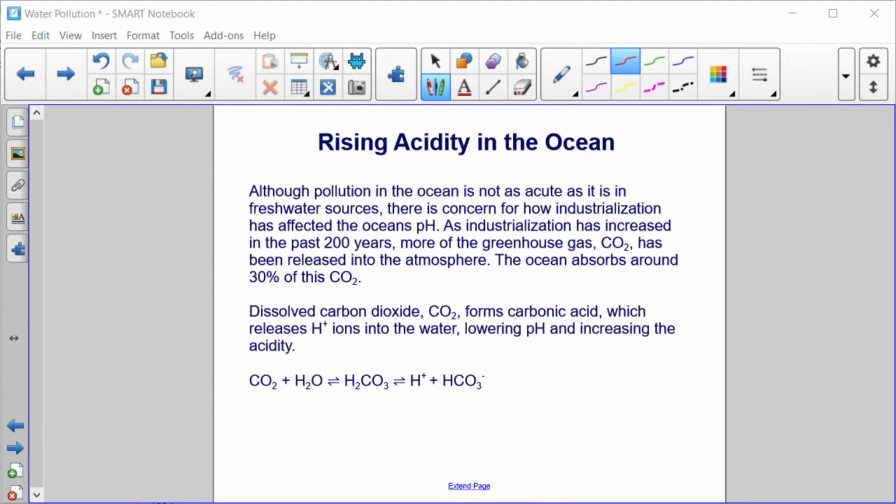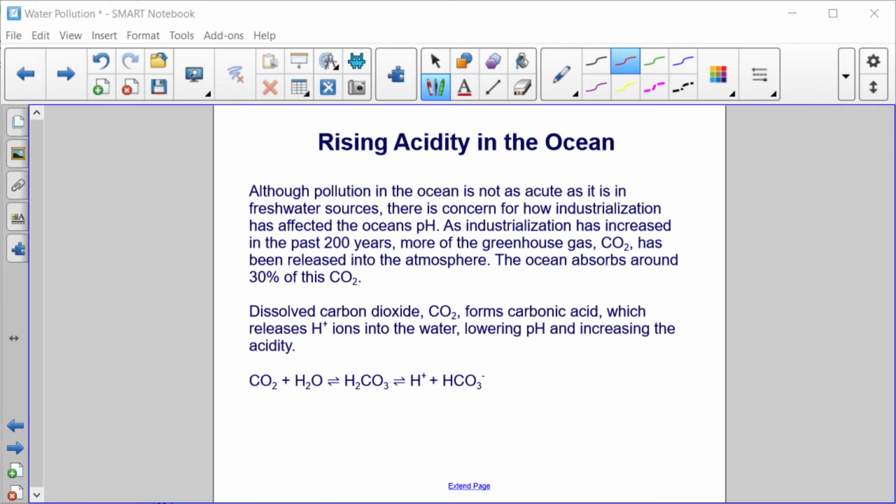Rising acidity in the ocean. Although pollution in the ocean is not as acute as it is in freshwater sources, there is concern for how industrialization has affected the ocean's pH. As industrialization has increased in the past 200 years, more of the greenhouse gas CO2 has been released into the atmosphere. The ocean absorbs around 30% of this CO2.